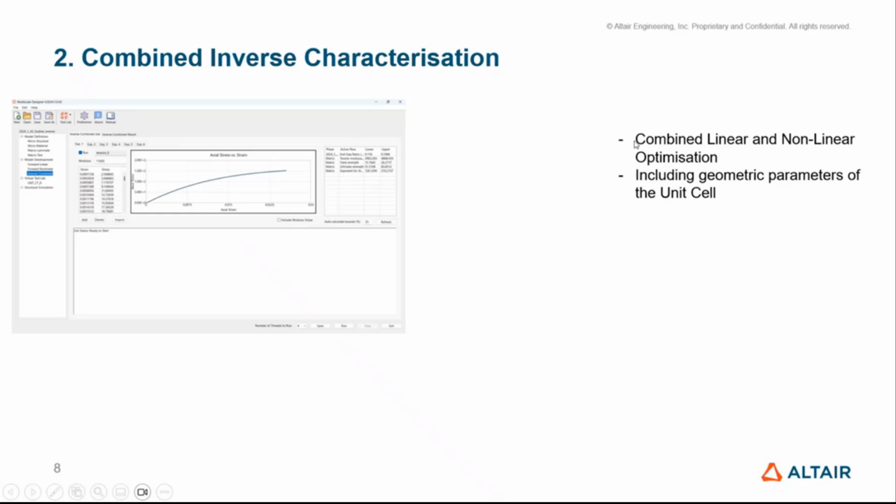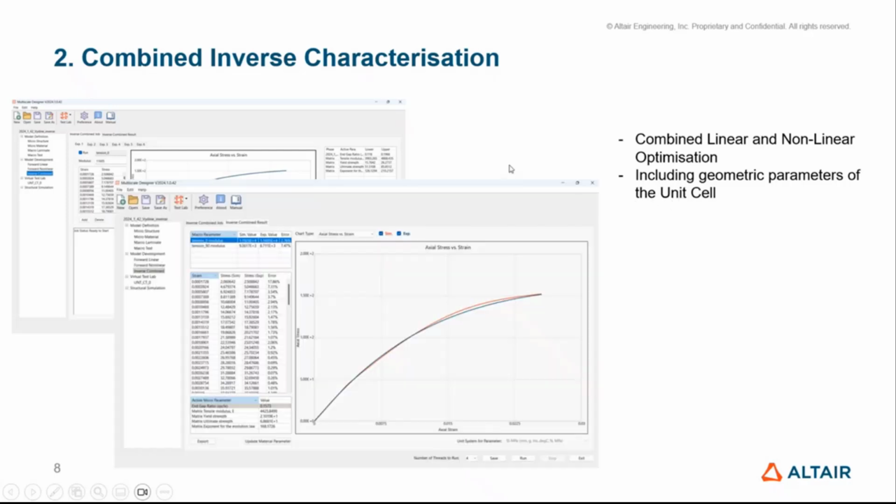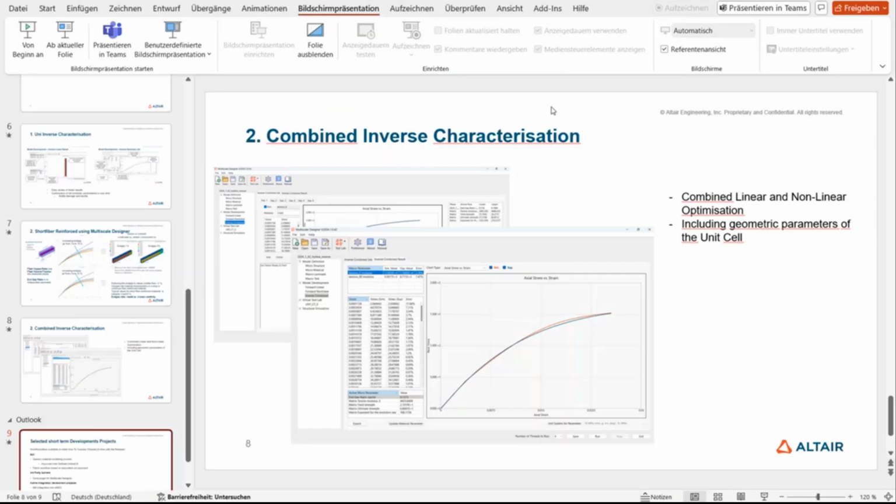So we are optimizing at the same time elastic and inelastic material parameters, and we are optimizing one geometric parameter of the unit cell, and that's this end gap ratio, to find the optimal fit. Since the material behaves differently compared to a continuous fiber, we need to use a different method to optimize the material.